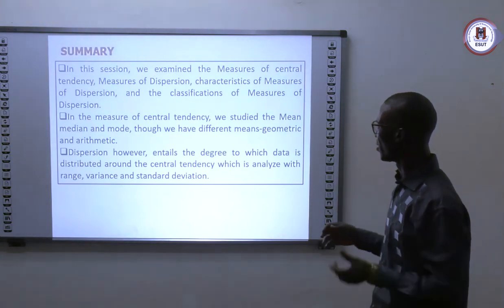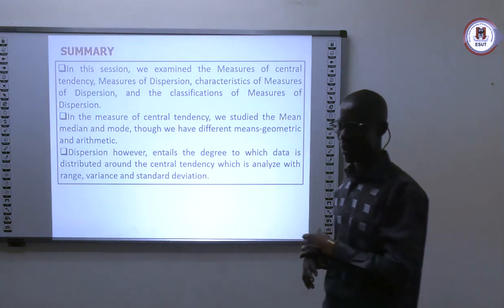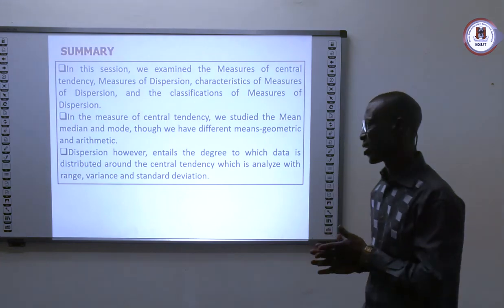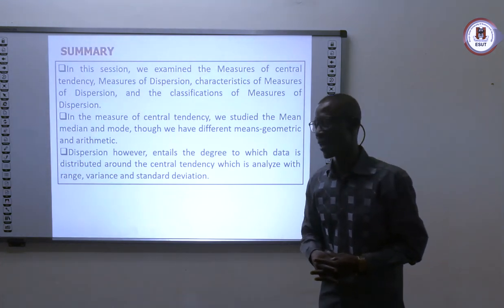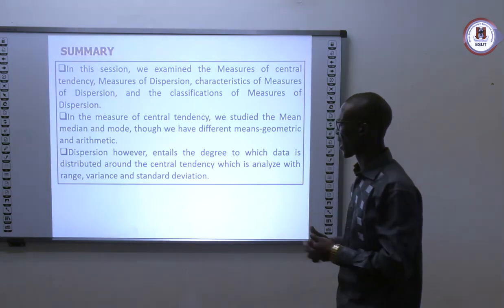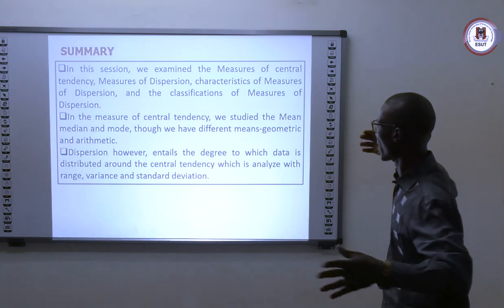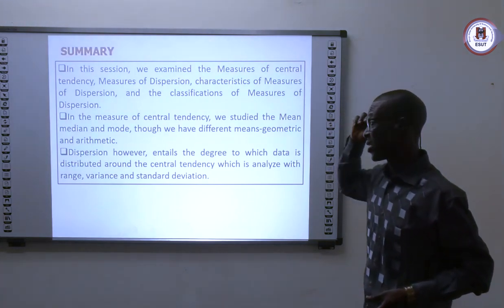So far in this unit, we've been able to deal with central tendency and the different central tendency measures such as the mean, the mode, and the median. And we've looked at dispersion, that is the spread of a data set, where we talk of the range, the variance, and the standard deviation.